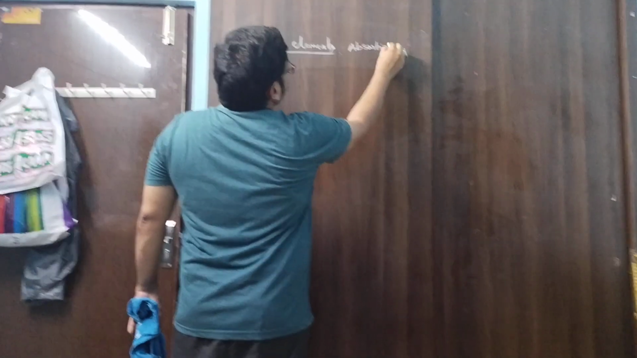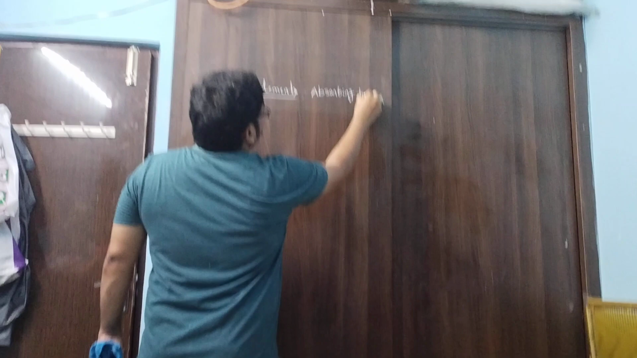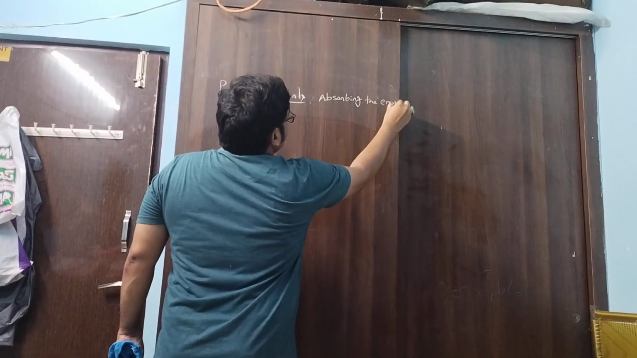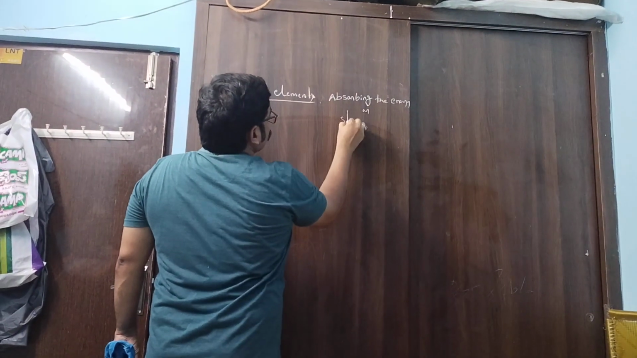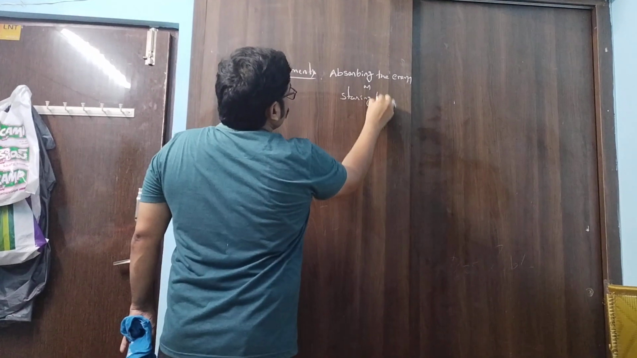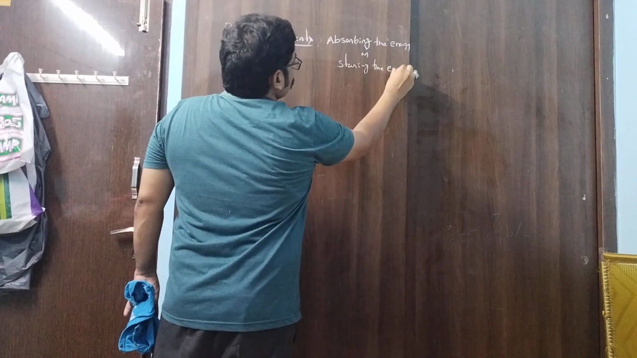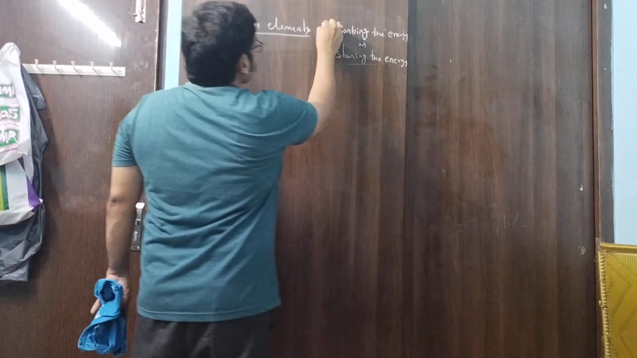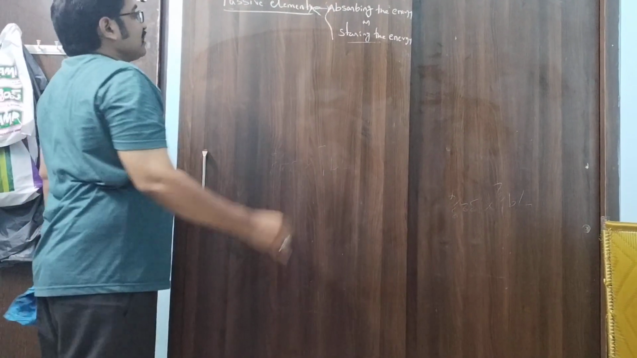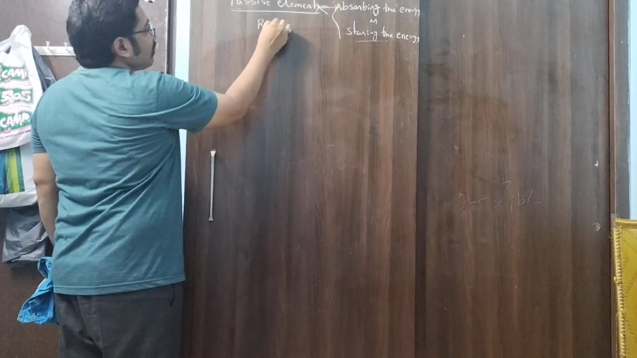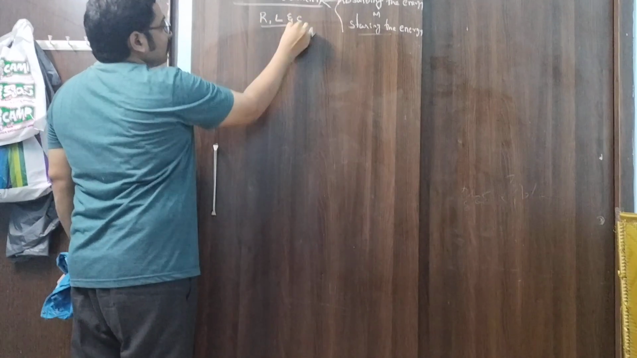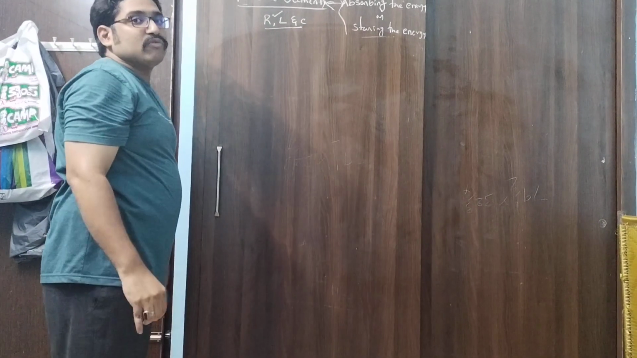Passive elements absorb the energy or store the energy. Normally we call them passive elements. Examples of passive elements are R, L and C. We will discuss them one by one.